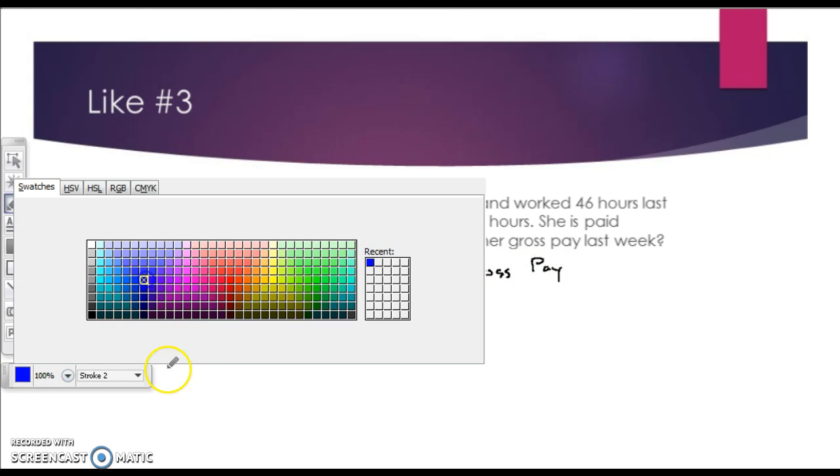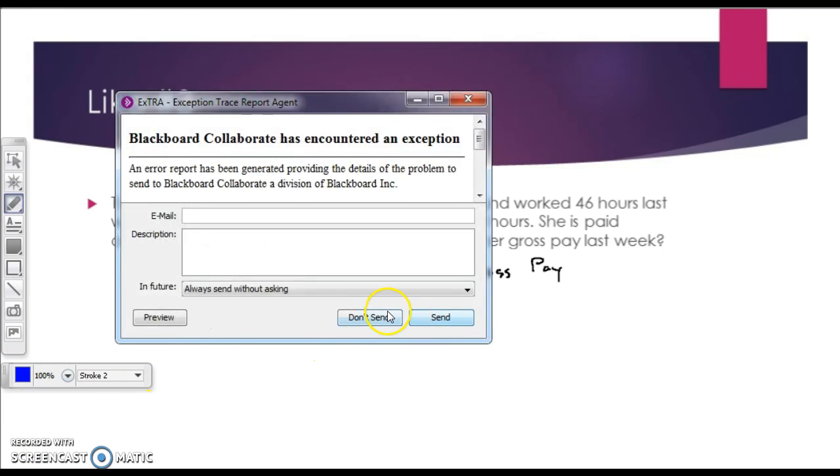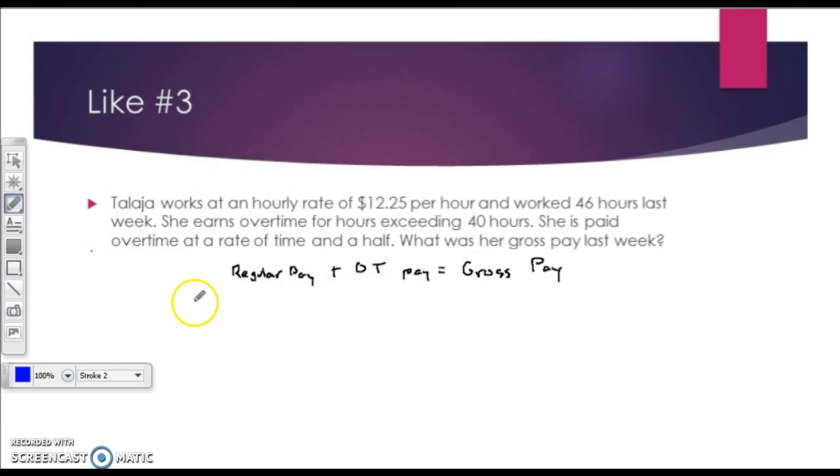To find her regular pay, I know that regular hours is 40 hours per week. So I'm going to say hours times hourly rate. So if she worked 40 hours at $12.25 per hour, then I know her regular pay, and I'm going to put this into my calculator. 40 times 12.25 is $490. So I'm going to put that down here.